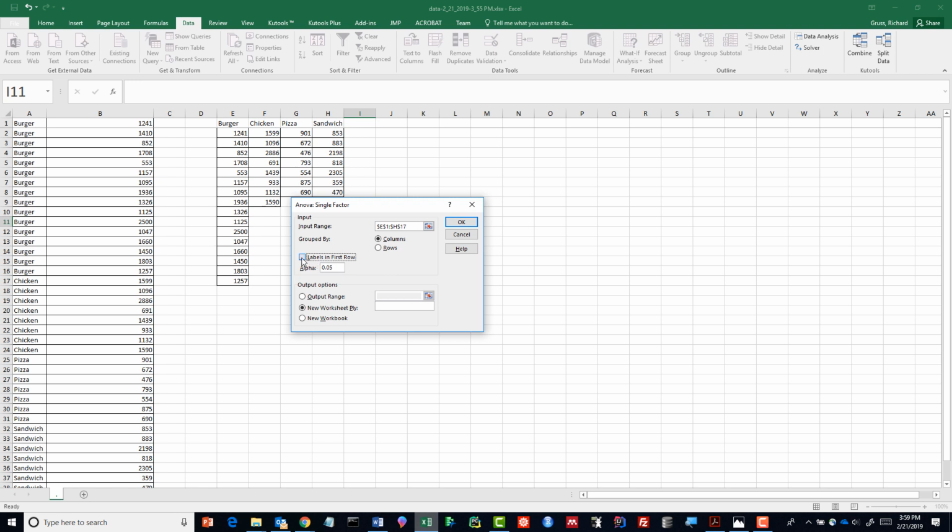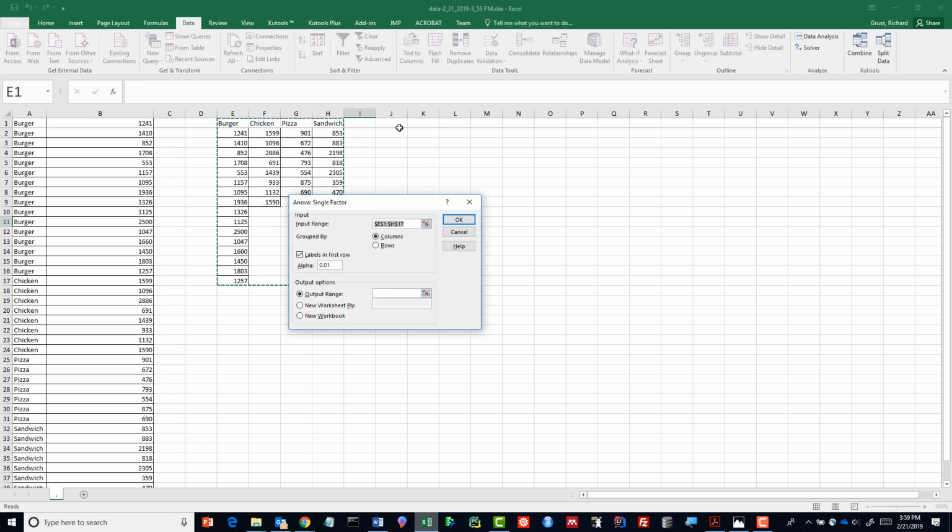Okay, and I'm going to say that my labels are in the first row. Now, the alpha that I was given in my question prompt was 0.01. So at the 0.01 level of significance, I'm going to put there. And I'm going to put the output right here so I can see it.